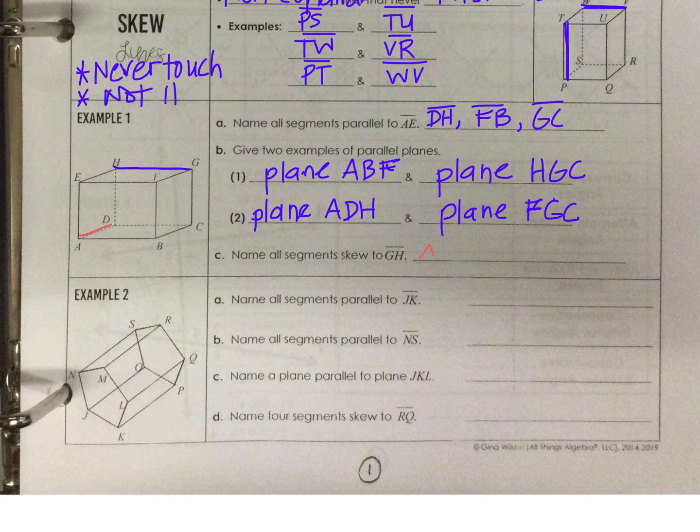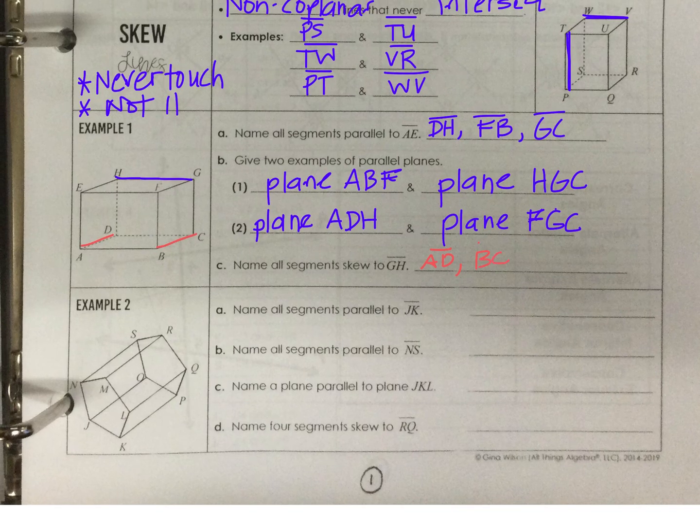AD would be one of them. BC would be another one. FB would be one. And EA.